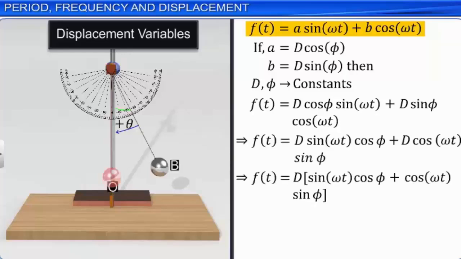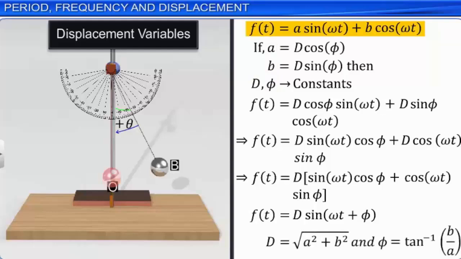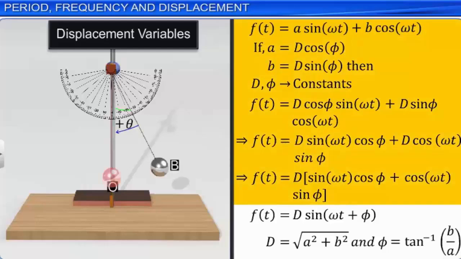We are aware of the constants a and b. Hence, we need to express the new assumed constants d and phi in terms of the known constants a and b. Using trigonometry again, we get the constant d is equal to under root of a square plus b square, and the constant phi is equal to tan inverse b by a. We discussed a periodic function that is a combination of a sine and a cosine function. The importance of these two harmonic functions is due to the mathematical result proved by French mathematician Jean-Baptiste Joseph Fourier.